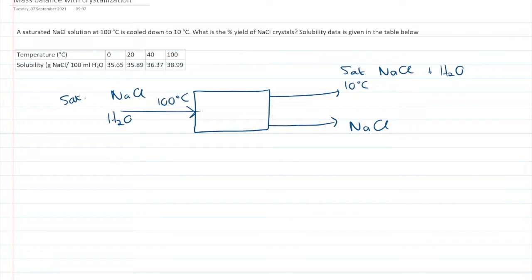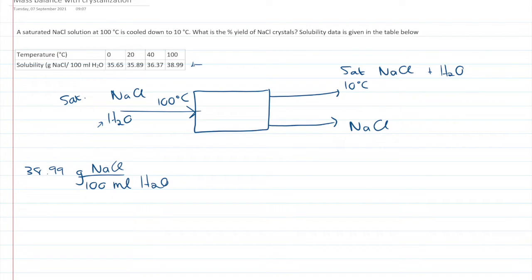We don't yet know what the composition of this first stream is or what the composition of the other two streams is. For that, we need to use the solubility data. So we can start with the 100 degrees Celsius, because that's nice and easy. What you are given is that at 100 degrees Celsius, the solubility is 38.99 grams sodium chloride per 100 milliliters H2O.